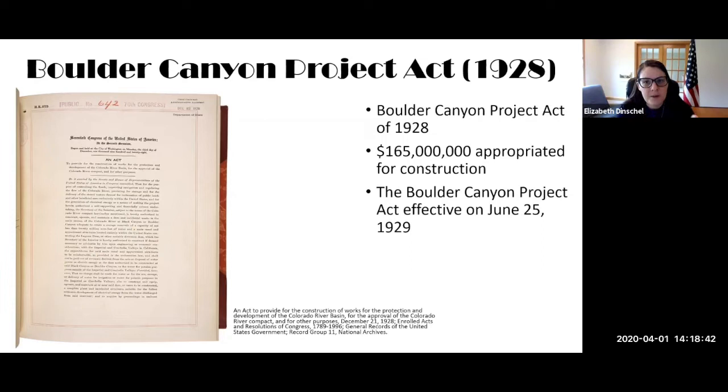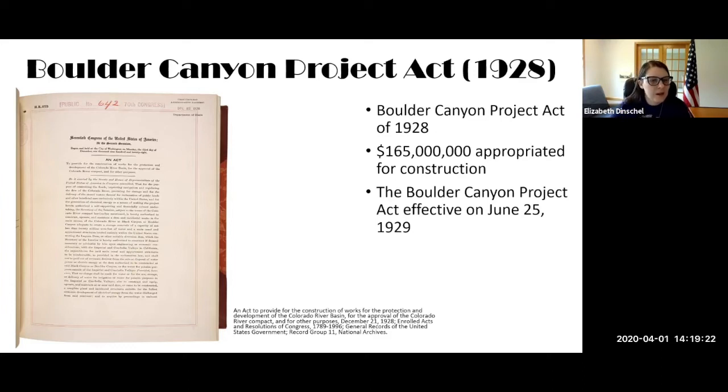So the act that was passed by Congress appropriated $165 million for construction and stated the primary purposes of the project as flood control, improvement of the navigation of the Colorado River, storage and delivery of water for reclamation, and other beneficial uses and generation of power. The Boulder Canyon Project Act became effective on June 25th, 1929, following the ratification of the Colorado River Compact by 6 of the 7 states on the Colorado River Basin.